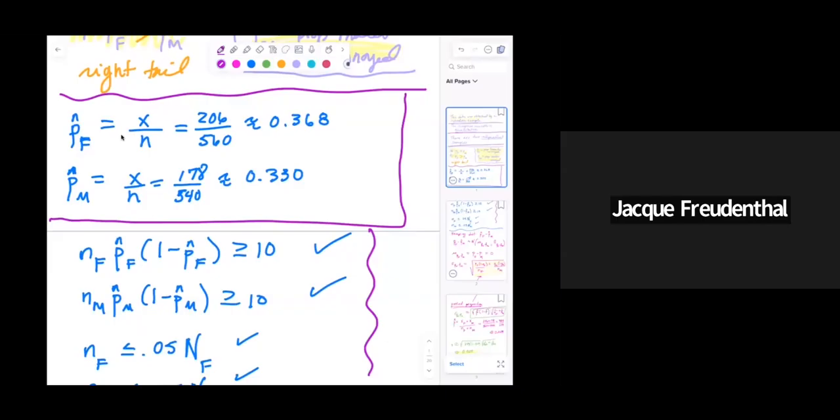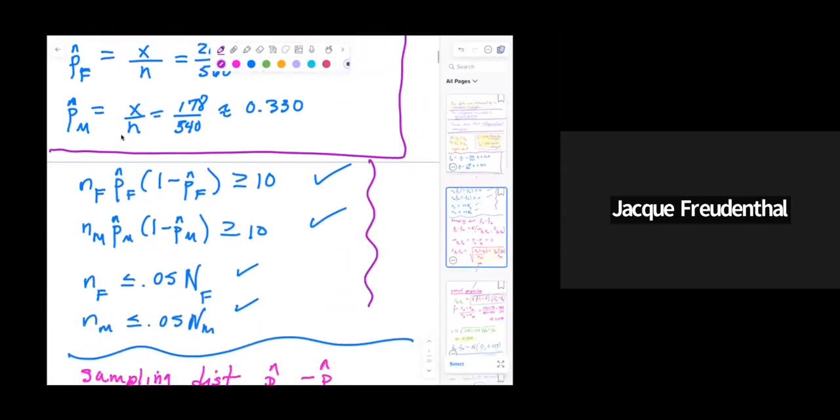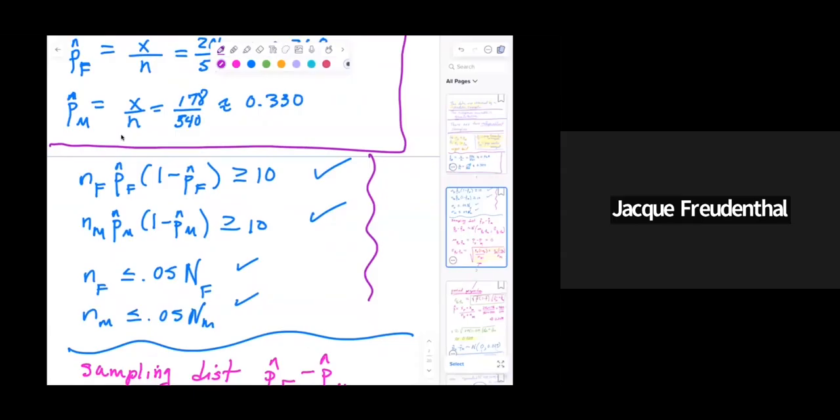So we would actually calculate the sample size times the proportion of females who are annoyed times 1 minus the proportion of females who are annoyed. Make sure that's greater than 10. Do the same for males. And then we also need to check that the sample size is less than or equal to 5% of the population. Okay, so those I'll check. So we verify the requirements.